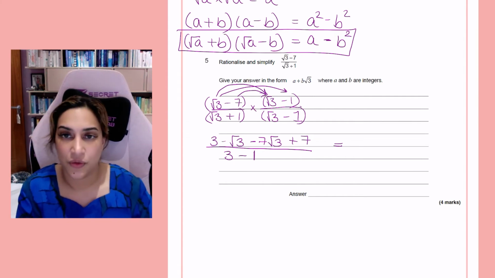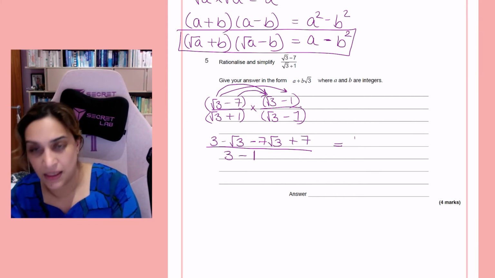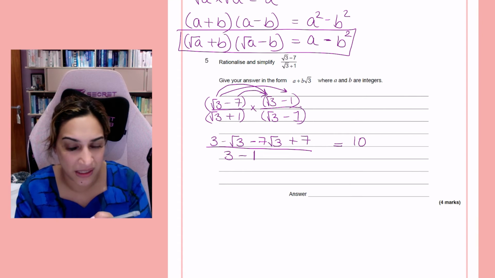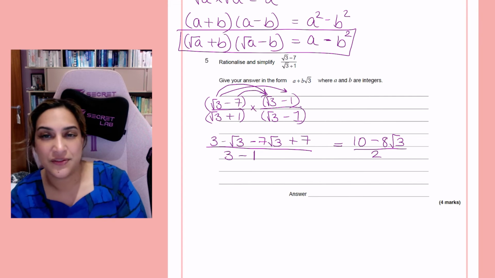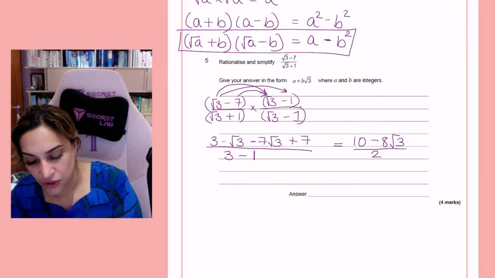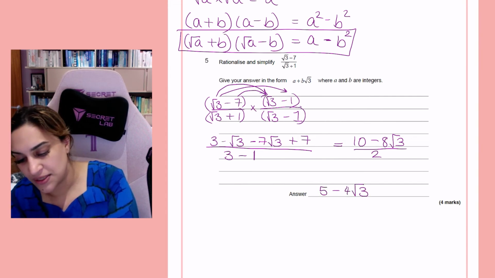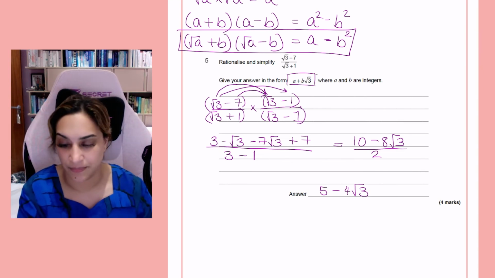All right, let's simplify everything. 3 plus 7 gives us 10. Minus root 3 minus 7 root 3 gives us minus 8 root 3. All over 2. We can divide everything on the top by 2, and we get 5 minus 4 root 3, which is in the same form as we're expecting it.